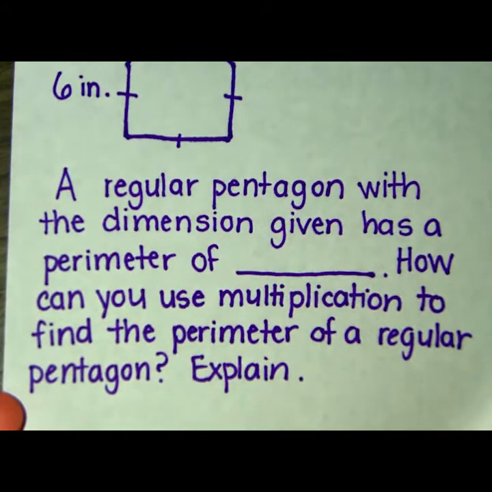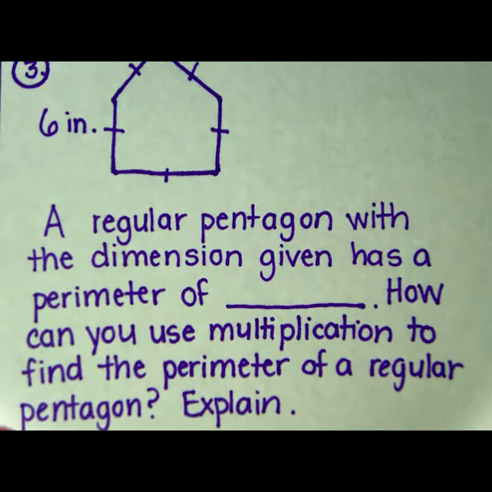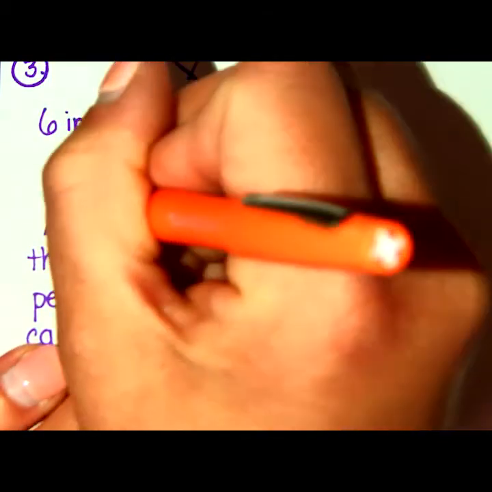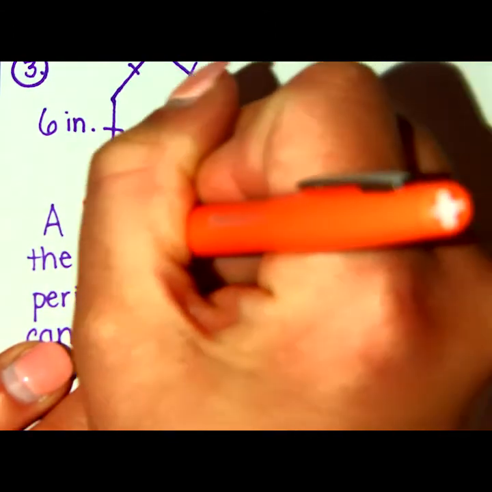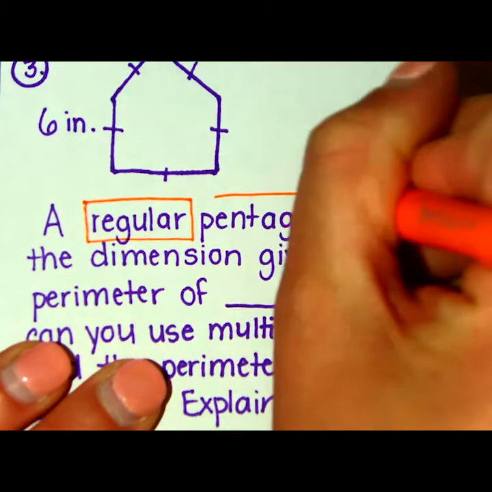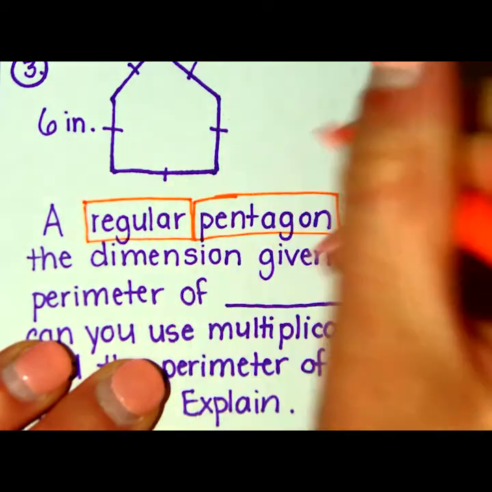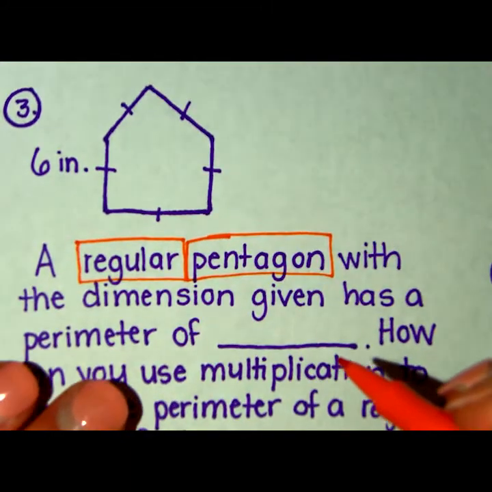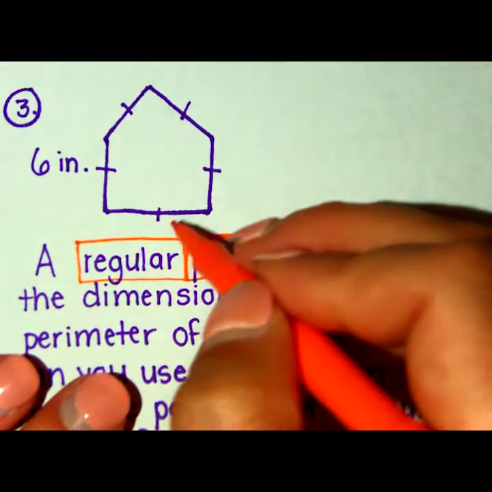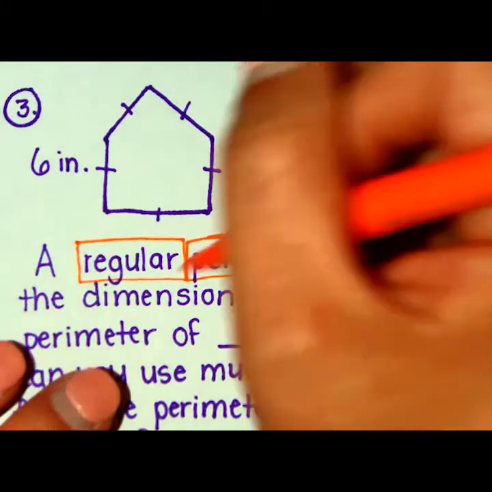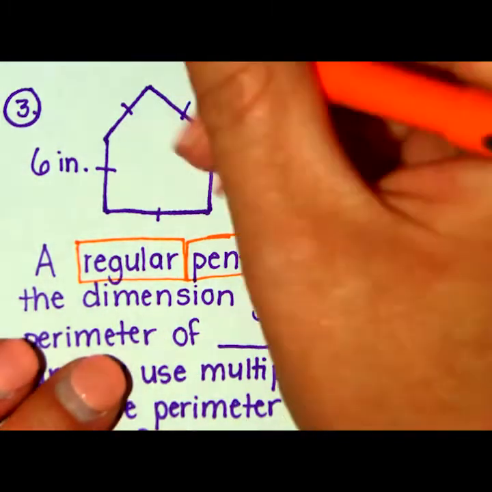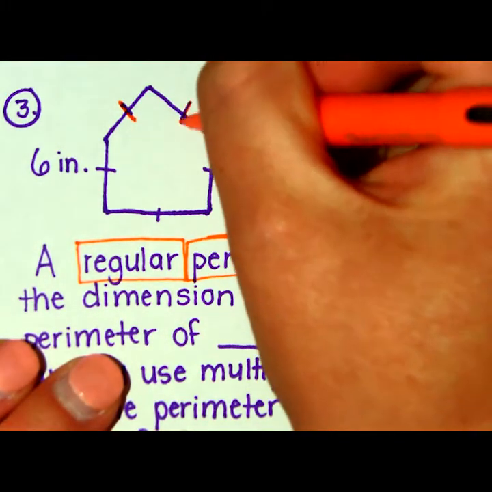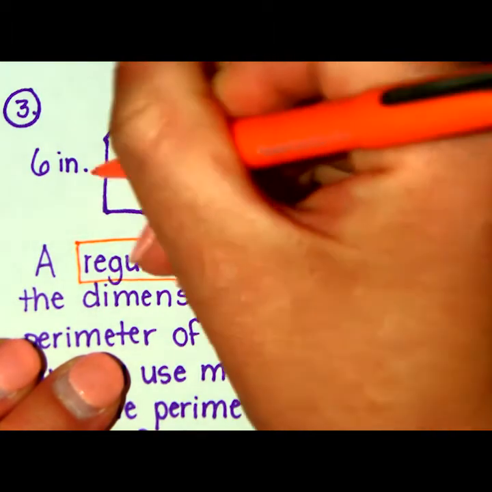A regular pentagon with the dimension given has a perimeter of blank. All right, couple things here. A regular pentagon. A pentagon has 5 sides. Now, I did a really poor job drawing this because I'm not an artist, but a regular pentagon, guys, when you see these little marks, that indicates that all of these sides are the same length.